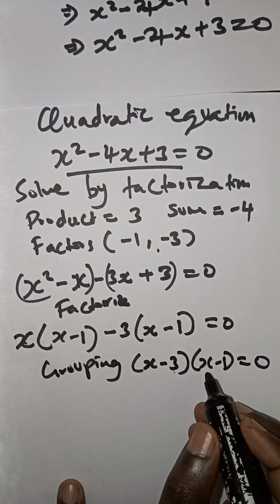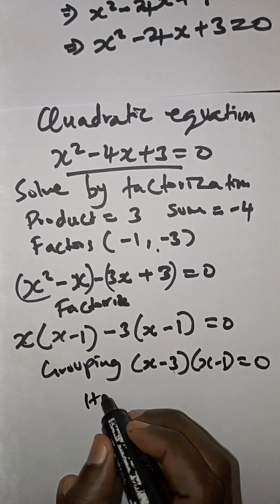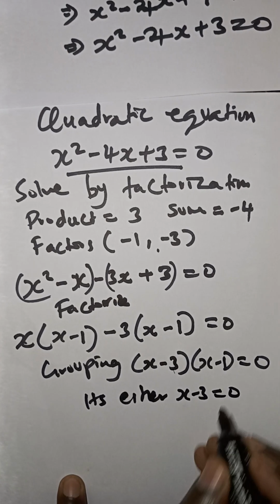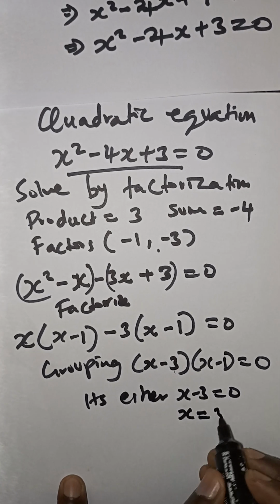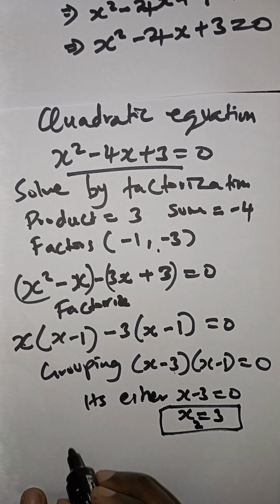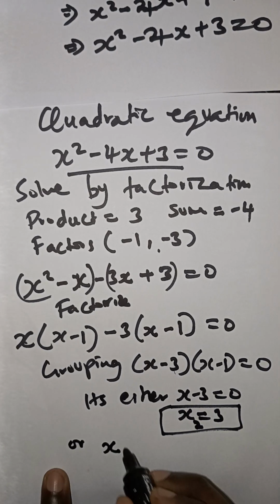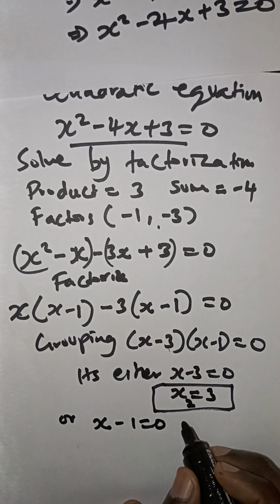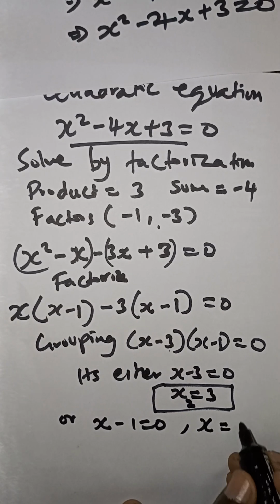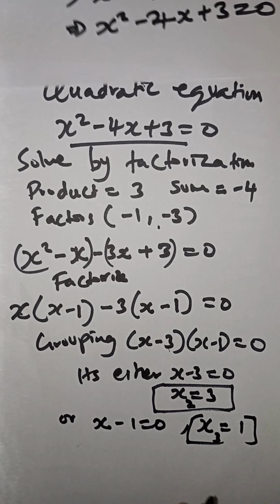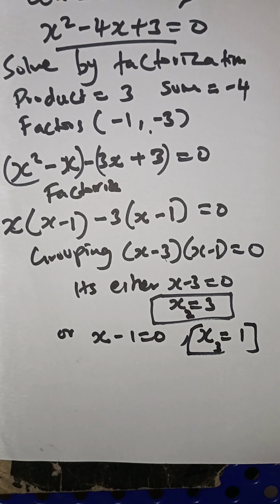Then this is also a product of two functions. It's either x − 3 = 0, giving me x = 3 as my second value of x, or x − 1 = 0. Then that gives us that x = 1 as the third solution for the value of x.